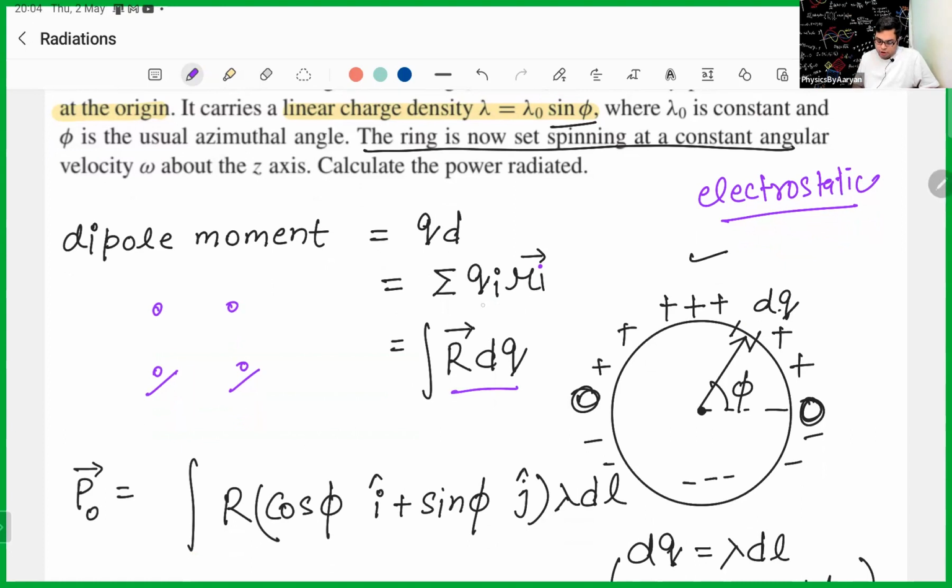Excuse me, sir. Yeah, sorry, I just missed the part, sir, where you told that the ring is a dipole. Can you explain how the ring is a dipole?